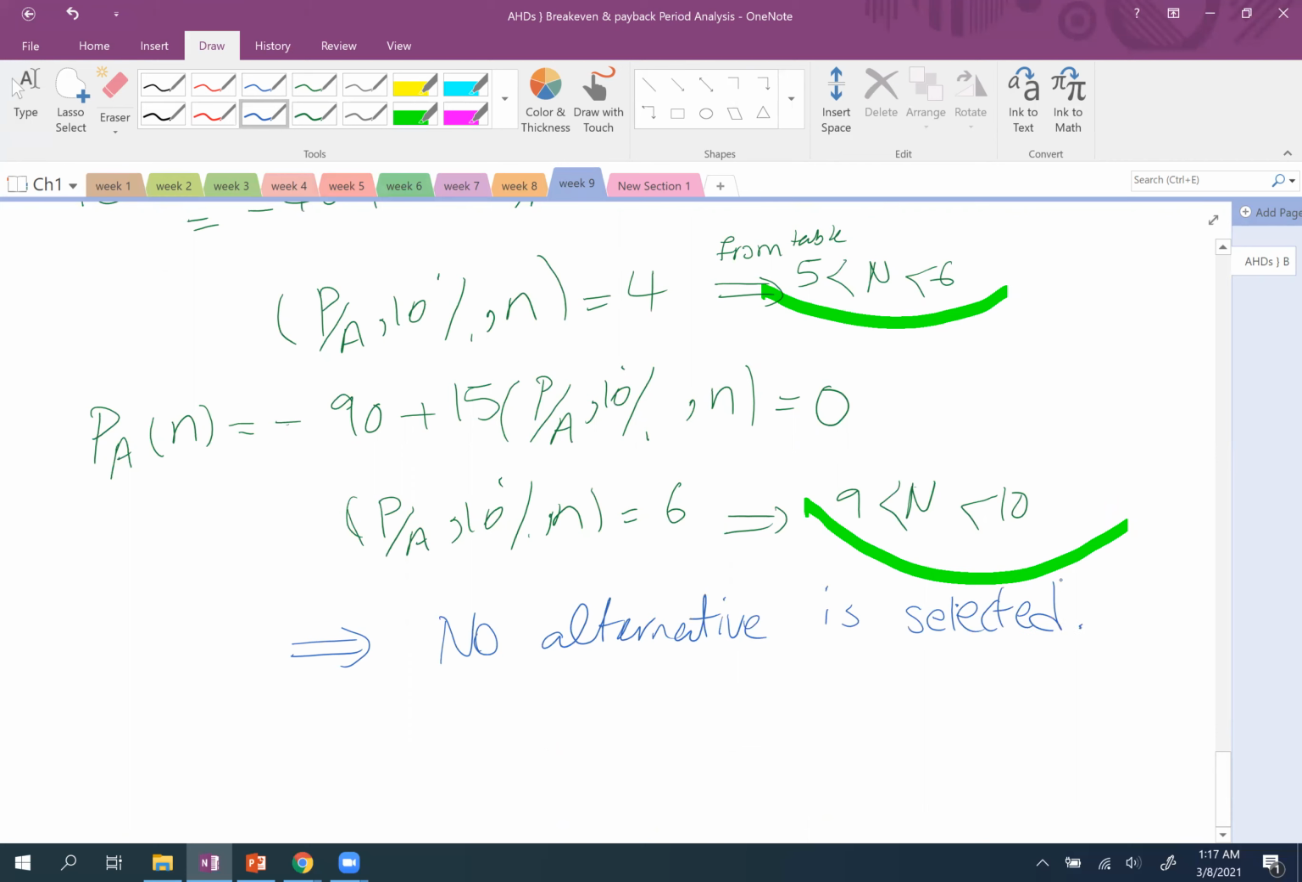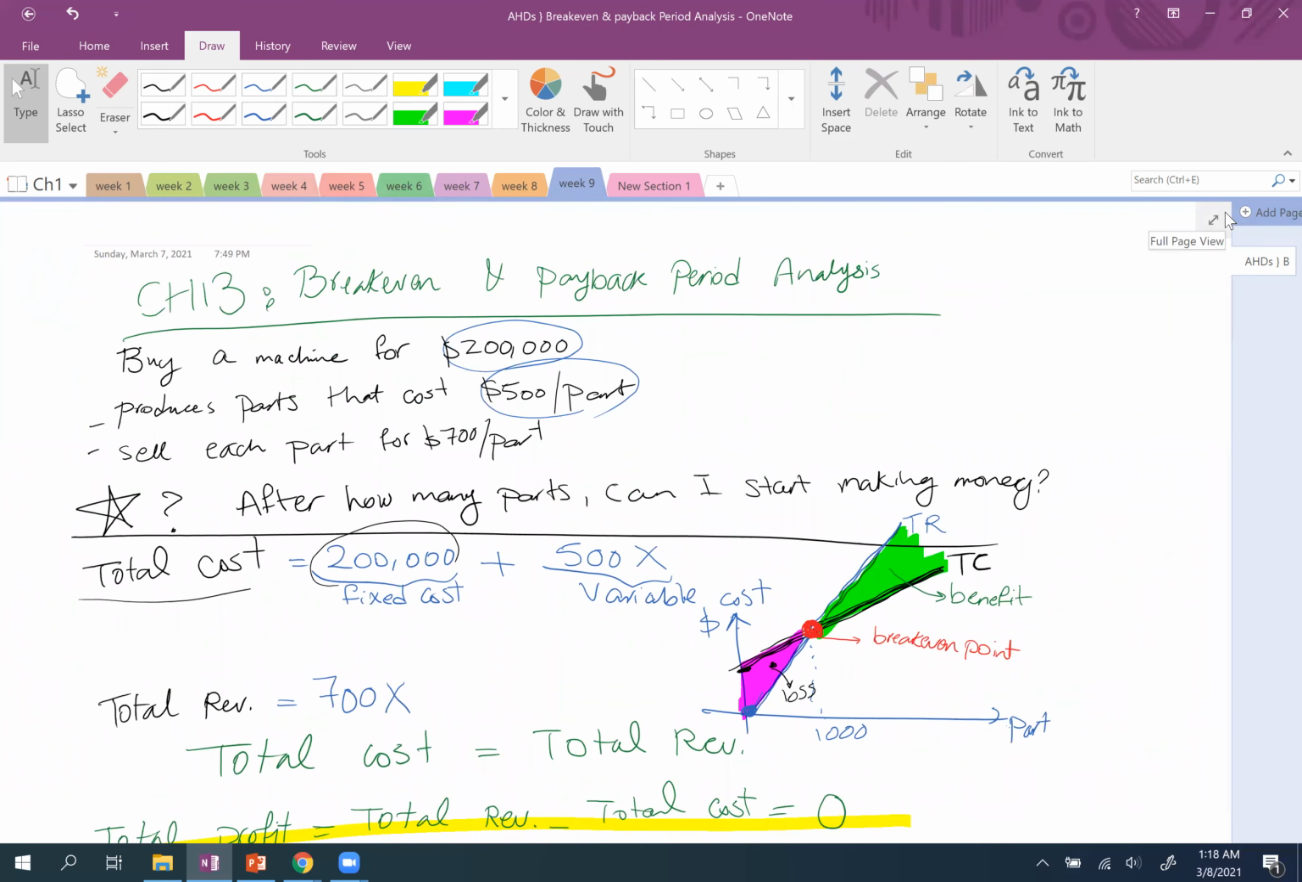With this example, I can wrap up chapter 13. So again, in chapter 13, we talked about payback period as well as break-even point. We said break-even point is the point where your total profit is equal to 0, and payback period was the duration of time that it takes to recover your initial investment.